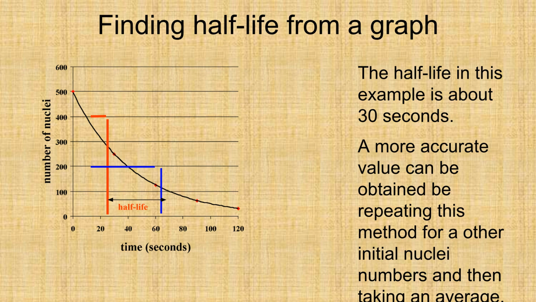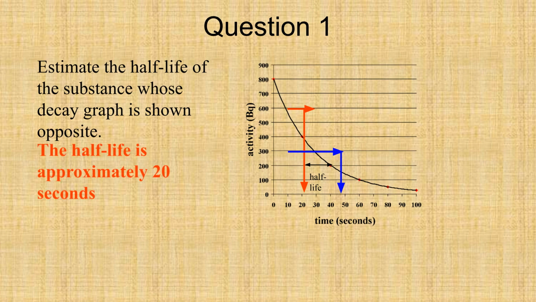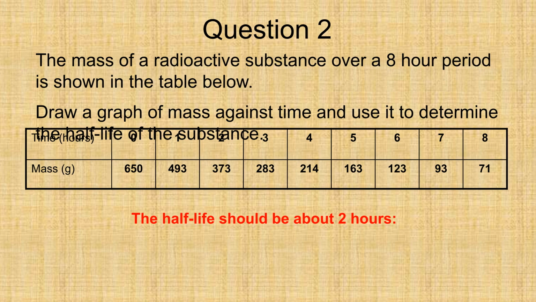By finding half of the initial nuclei number, we can read the corresponding time on the x-axis, which is the half-life. Question 1 asks to estimate the half-life from the given decay graph. Taking half of the initial activity, we find the half-life is approximately 20 seconds. Question 2 asks you to use the provided table of mass versus time to draw a graph and determine the substance's half-life. Based on the data, the half-life should be about 2 hours.